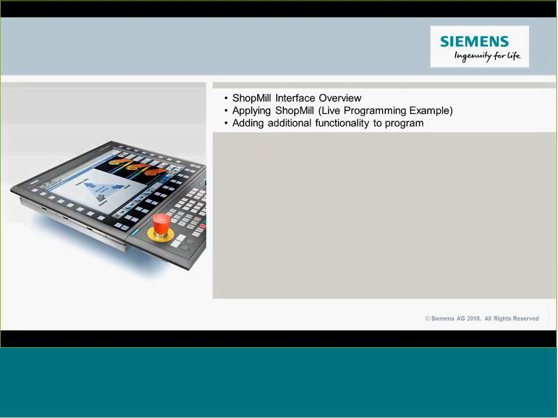We're going to break down a couple different topic areas. We're going to first take a look at the ShopMill interface as an overview. And as we're doing that, we're going to collectively build a live programming example together. So we're going to go through common operations. We're going to leverage some of the cycles that we just talked about in a real live example. And then once we're all said and done, we're going to take a look at some additional functionality, adding to the part program to streamline different features or functions.